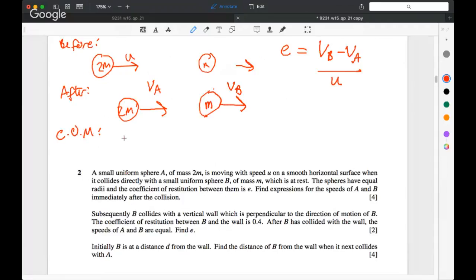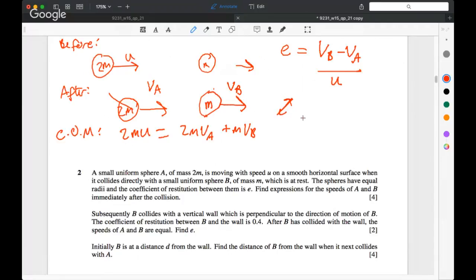So before, the momentum is 2mu, because it's just that ball. Let's just ignore that line. I don't want to delete the whole sphere. And then afterwards, we'll equate that to 2mVA plus mVB. We'll use these two equations to get the answers, which are in the mark scheme.